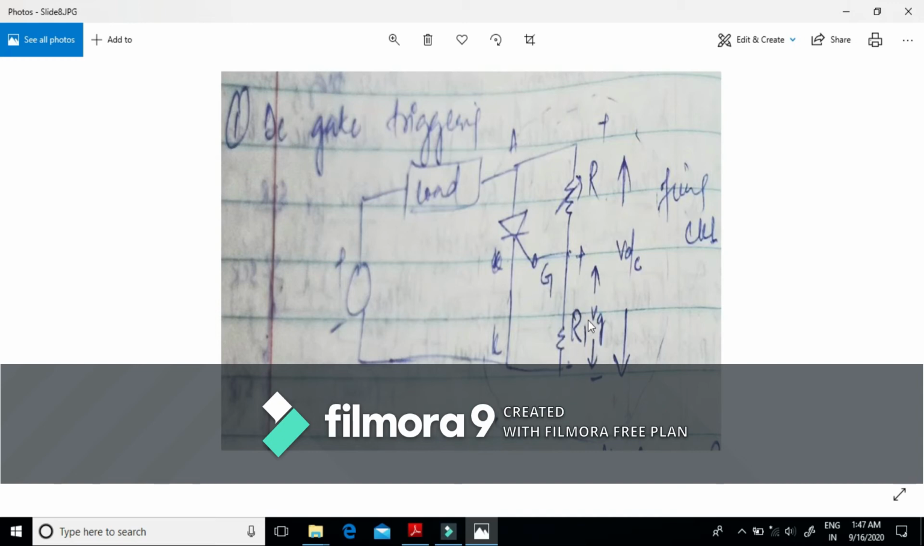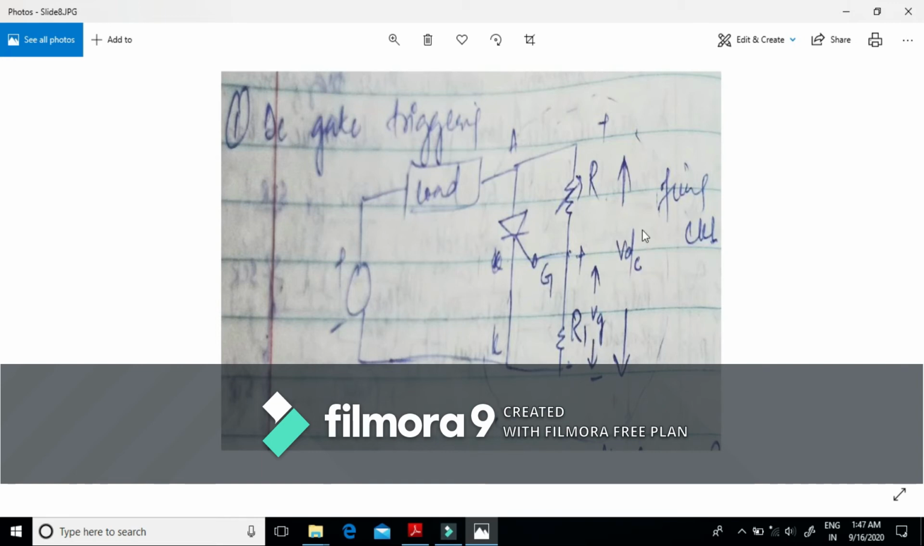The voltage across this resistance R1 is VG, the gate triggering voltage. We should keep in mind that this voltage VG should not be less than VG minimum, or the current should not be less than IG minimum. If VG is less than VG minimum, or IG is less than IG minimum, the SCR will not get turned on.